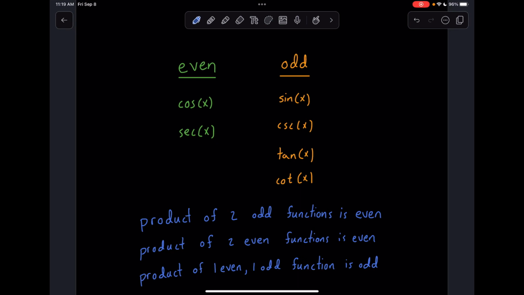And lastly, before I get into the examples, here are a few other things to note. These are your even trig functions. These are your odd trig functions. And when we have multiple even and odd functions being multiplied together, this is what their result will be.